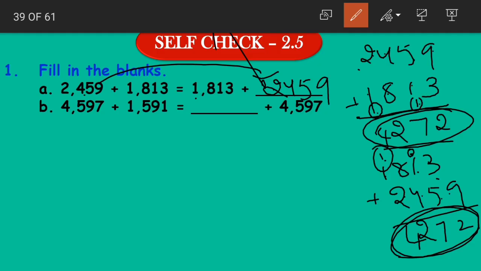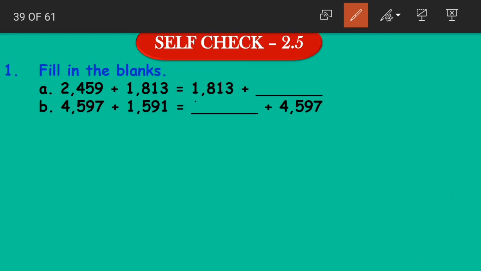So we can say that 2459 plus 1813 is equal to 1813 plus 2459. With the help of what? With the help of commutative property. Yes, children? Yes, with the help of commutative property. Now look at the next question.